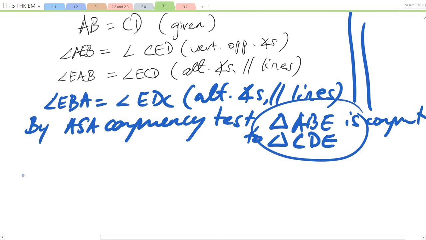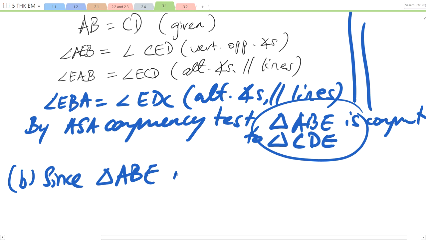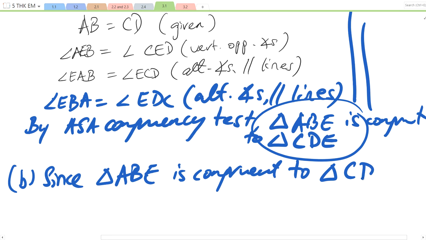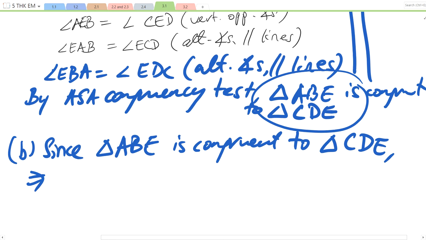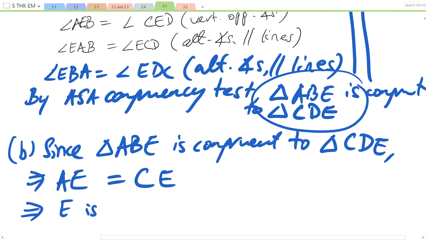So this is what I'm going to write in part B. Since triangle ABE is congruent to triangle CDE, since they are congruent, then the corresponding sides must be the same length. This tells me that AE must be equal to CE. AE equals CE. They are the corresponding sides. Therefore, E is the midpoint of AC, shown.